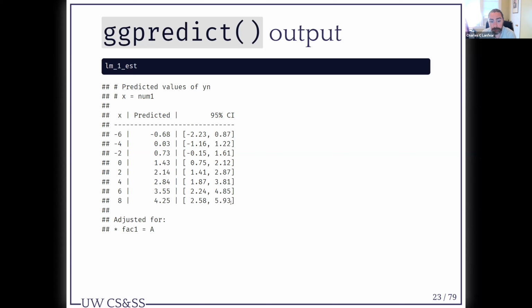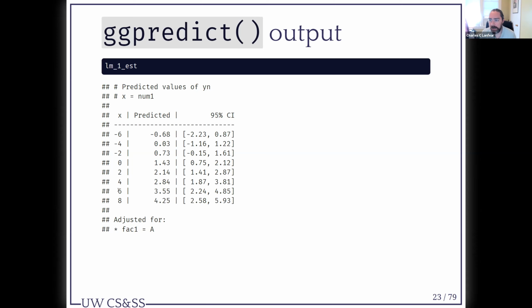And then it gives predicted values of the y variable at each level of x and a confidence interval for that predicted value. Down at the bottom, you see it says we have adjusted for the fac1 variable, which has been set to its reference level. You could specify different reference levels or specific values of this, which I'll show in a minute, but by default, it just sets it to its reference level.